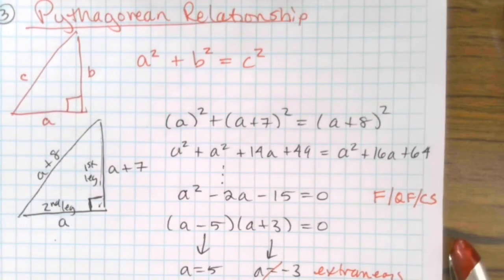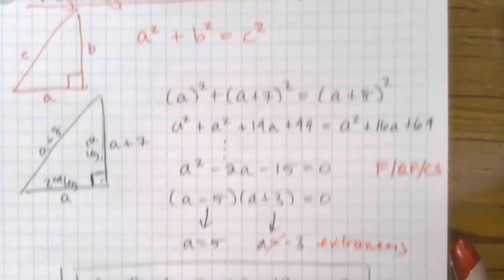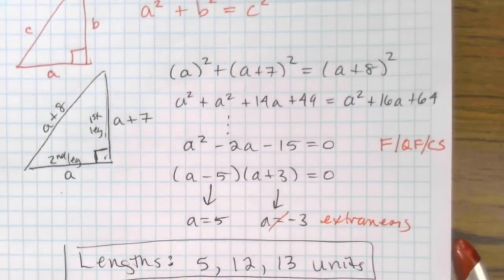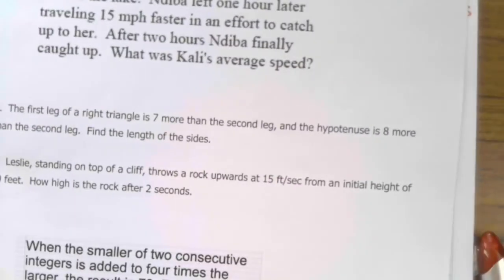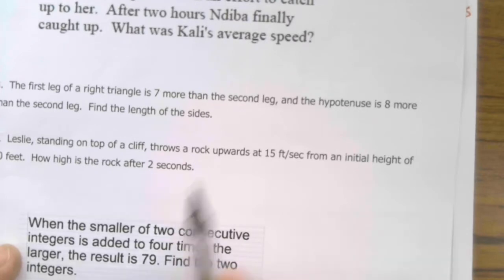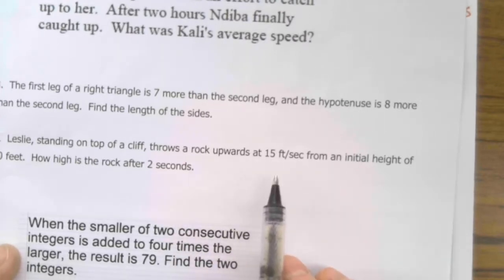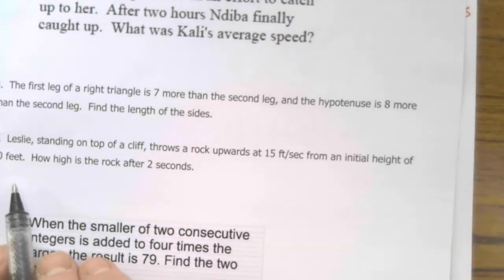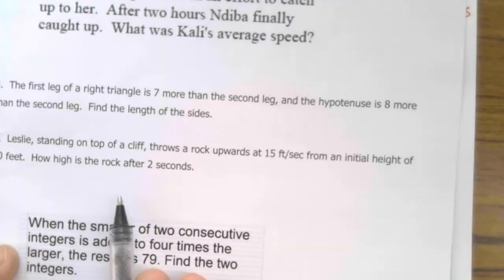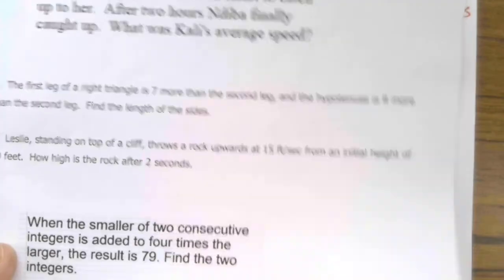Okay, let's do number 4. Number 4 says, Leslie, standing on top of a cliff, throws a rock upwards at 15 feet per second from an initial height of 50 feet. How high is the rock after 2 seconds?